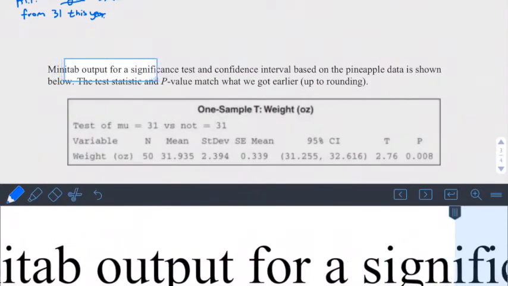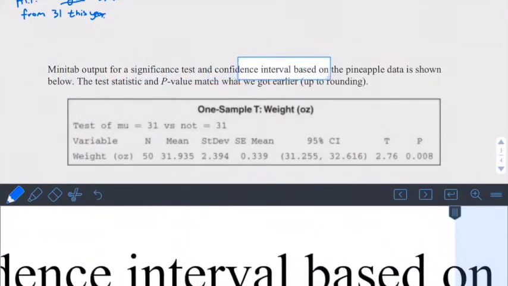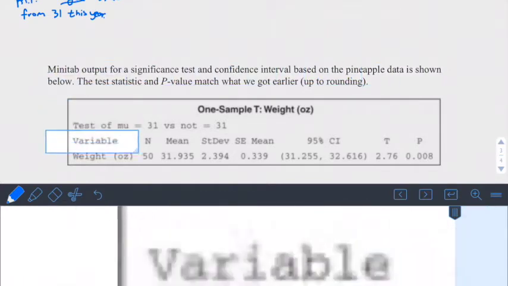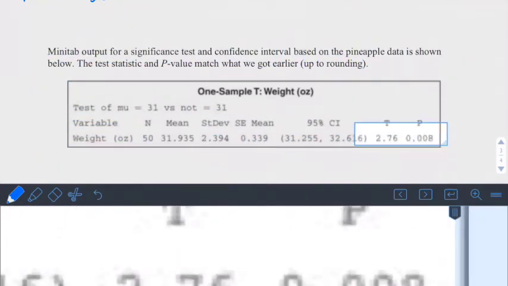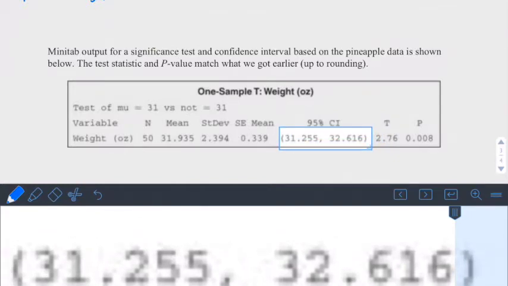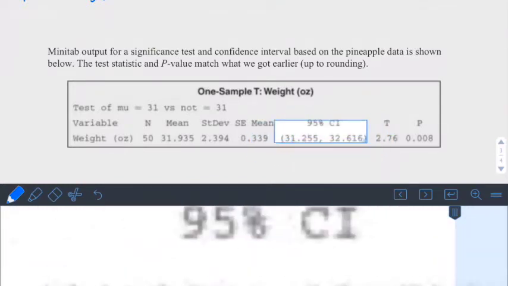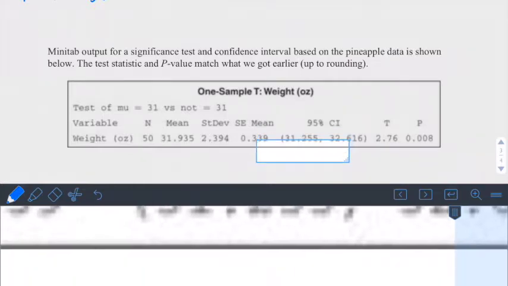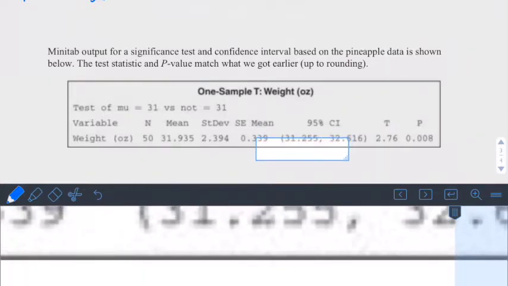So here's the Minitab output for significance test and confidence interval based off the pineapple data. So our t and our p-value match, and it's a 95% confidence interval, and you see that 31 is not in that interval. So we get the same significance readings.